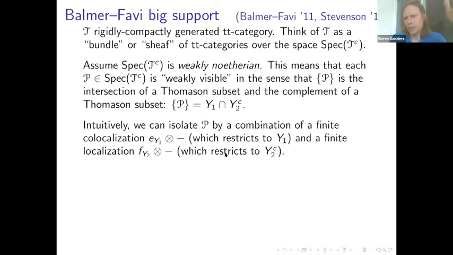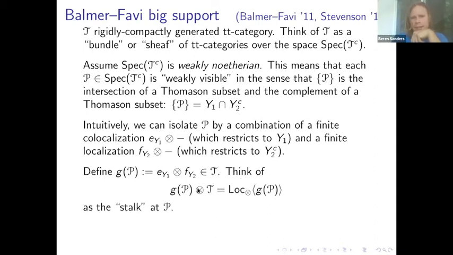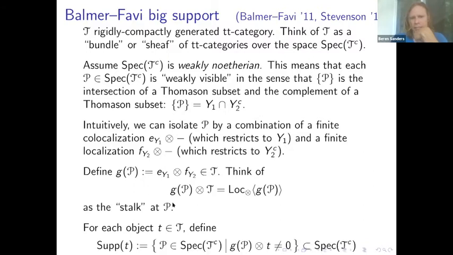This is similar to how Benson, Iyengar, and Krause approach defining support. And so you can then define this object, g(P), and tensoring with this object affects these two things, this co-localization and this localization. So tensoring with g(P) is like narrowing down to the point P. You can think of the category obtained by tensoring everything with g(P) as the stalk of the category at P. And we can then define the support of an arbitrary object as consisting of those points, those primes, those stalks, where the object is non-zero.